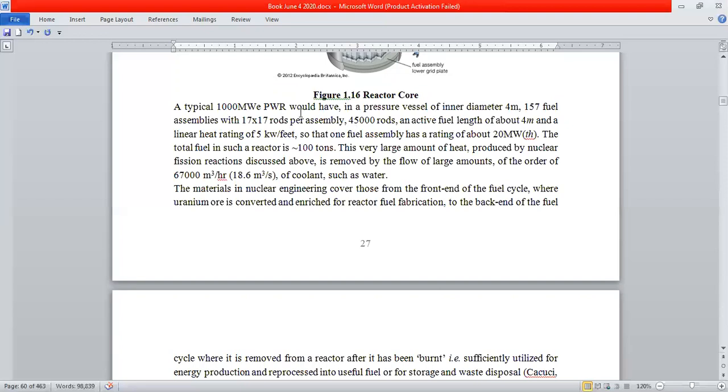So that's good for a city of about 1 to 2 million people. Now, the total fuel in such a reactor could be about 100 tons, and the amount of fuel varies depending on the power, the type of reactor, the enrichment of the fuel, etc.